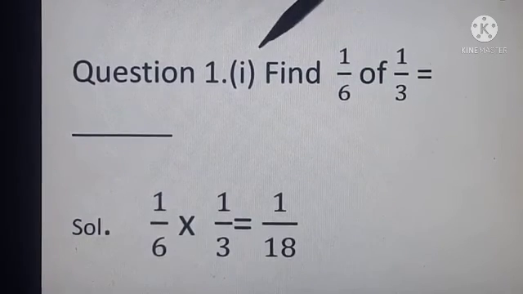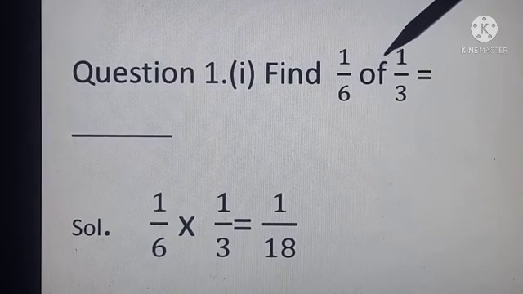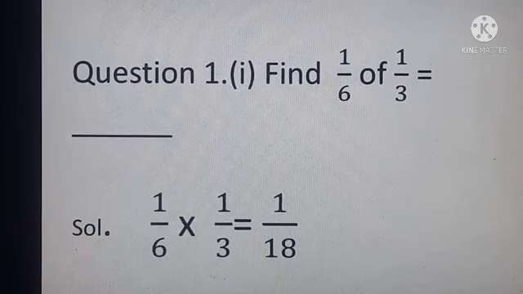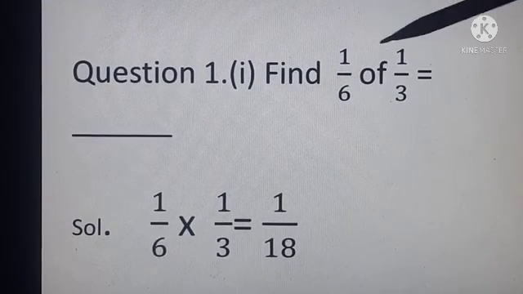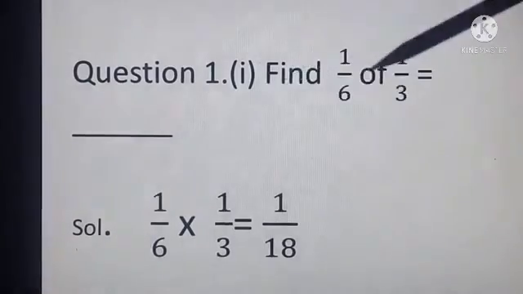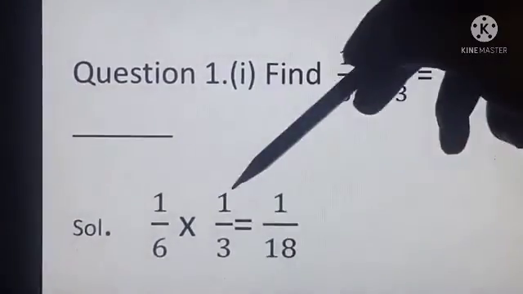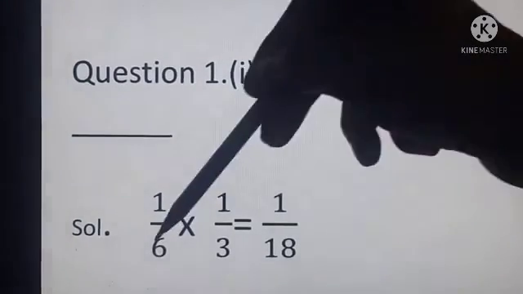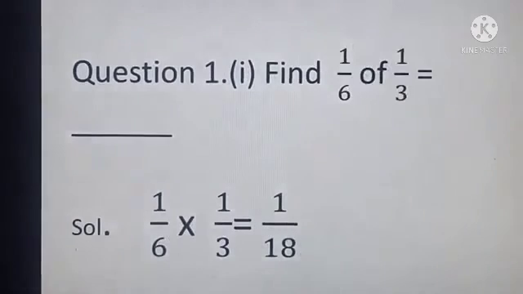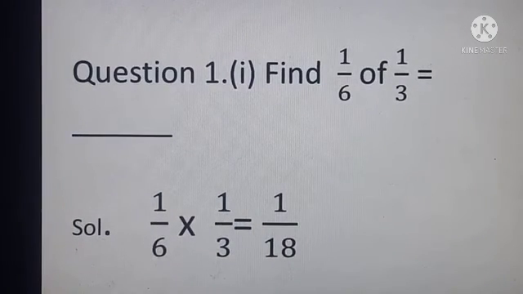Now first question, I part. Find 1 upon 6 of 1 upon 3. Now both are the unit fractions. So 1 upon 6 of means multiply 1 upon 3. 1 into 1. No any cutting is there now. 1 into 1, 1. 6 threes are 18. So our answer is 1 upon 18. Right?